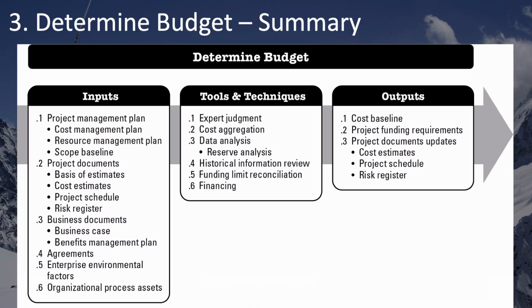And your risk register may include some information that can affect your costs, especially when it comes to risk responses that have associated costs. As the project manager, you have a responsibility to make sure that you have alignment between your project and the rest of the organization, and the business documents, such as the business case and benefits management plan, as well as agreements within the organization and with other vendors or partners. And as always, there are a few enterprise environmental factors and organizational process assets that affect and help your project.